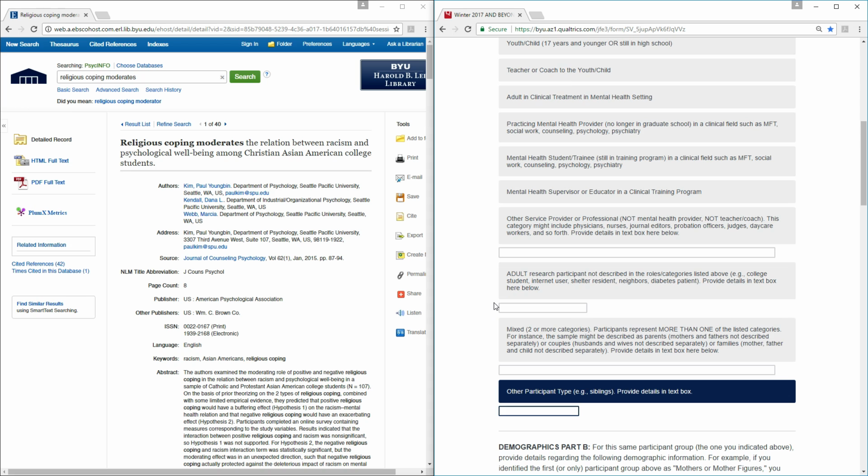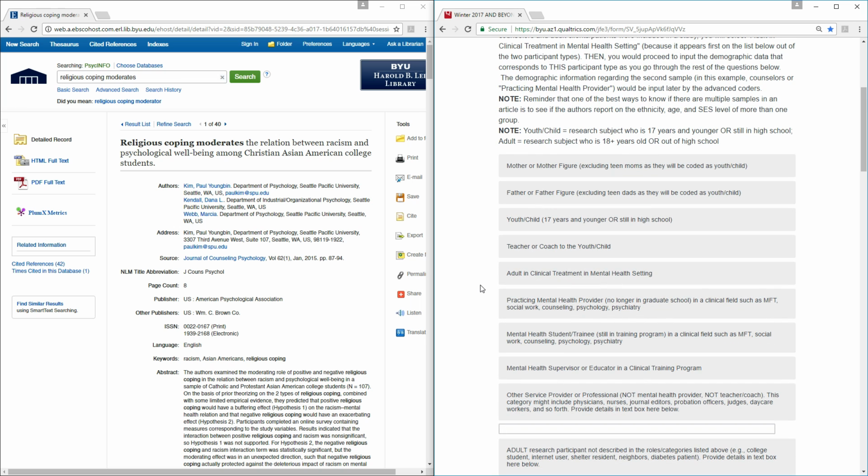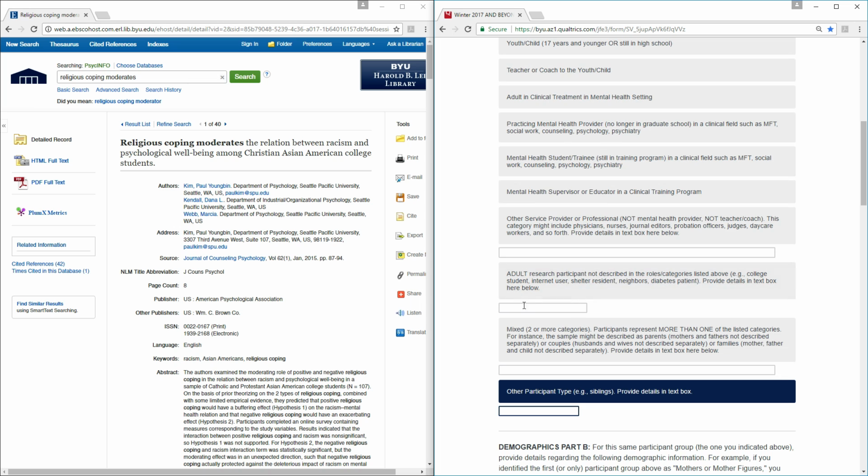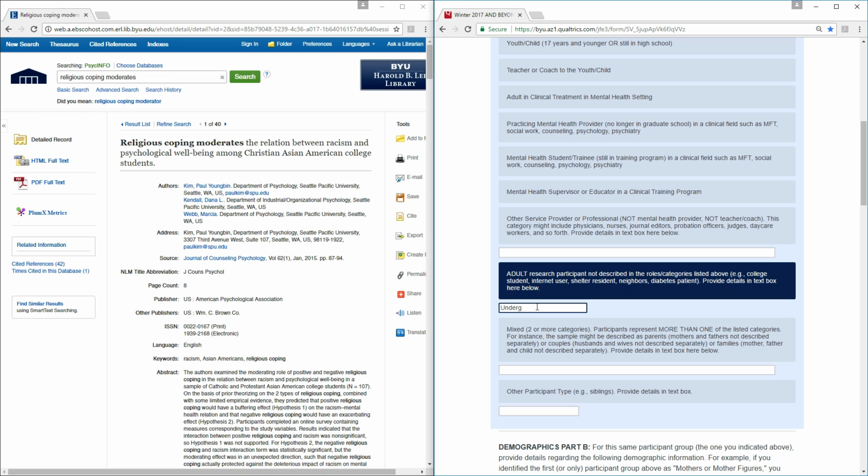For a religious coping article, we have an adult research participant population. We don't have any youth or children in the sample. And we already saw that college student is a subset of adult. So you can type in undergraduate student, college student, university student. They all work.